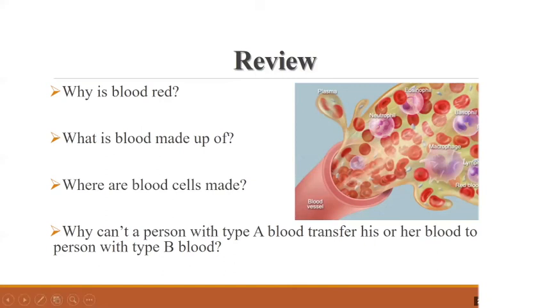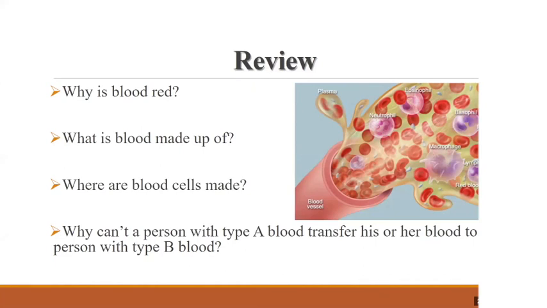Next, where are blood cells made? As we talked about when we talked about leukemia, blood cells are actually made in the bone marrow, not anywhere else you might think, not in the blood, obviously.